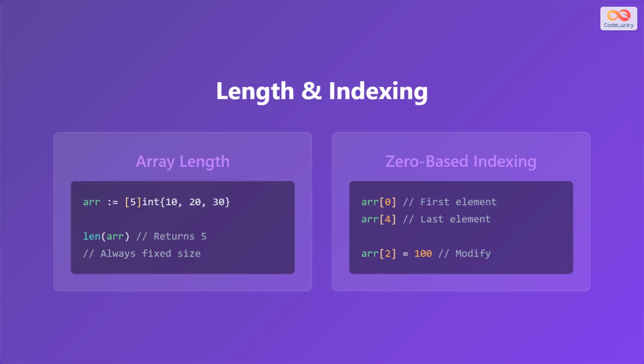Arrays are zero-based indexed. So to access the first element, you use arrayName[0]. To access the last element, you use arrayName[4]. To modify an element, you can use arrayName[2] = 100. This will modify the element at index 2 to the value 100.